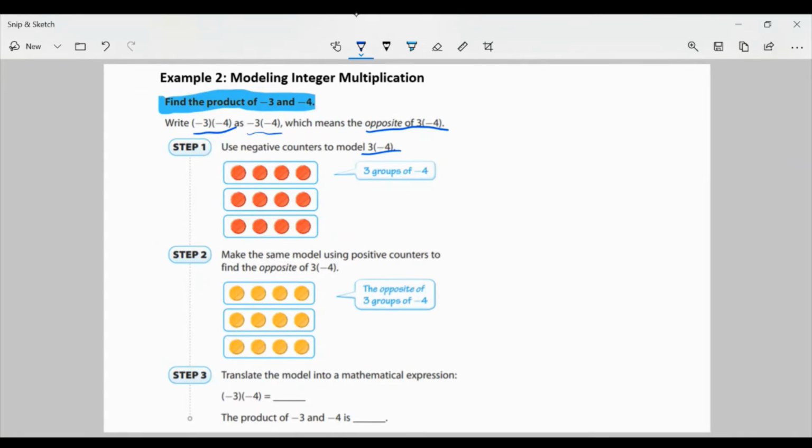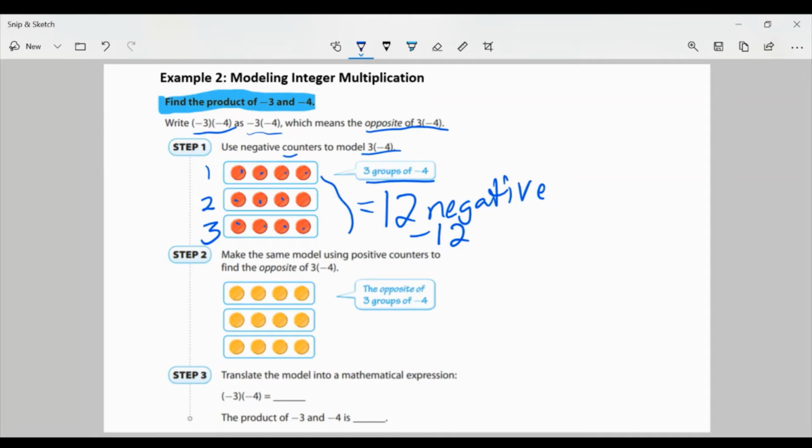In doing that, I need 3 groups of negative 4. We have 1, 2, 3 groups. They're all negative, right? And this would equal 1, 2, 3, 4, 5, 6, 7, 8, 9, 10, 11, 12 negative counters, right? Which is basically negative 12.